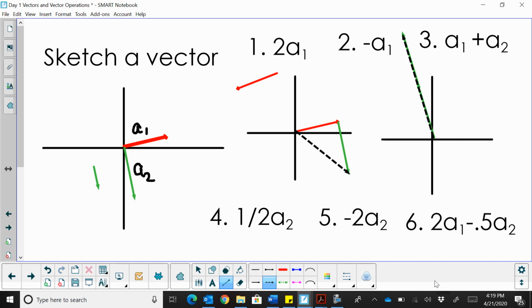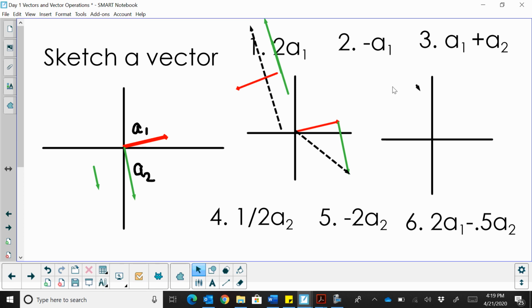Now let's try one that's got 2 a sub 1s minus half, or 0.5 a sub 2. So what is that going to look like? Whoops. Let me grab these and get them out of the way so we can sketch this last one here.